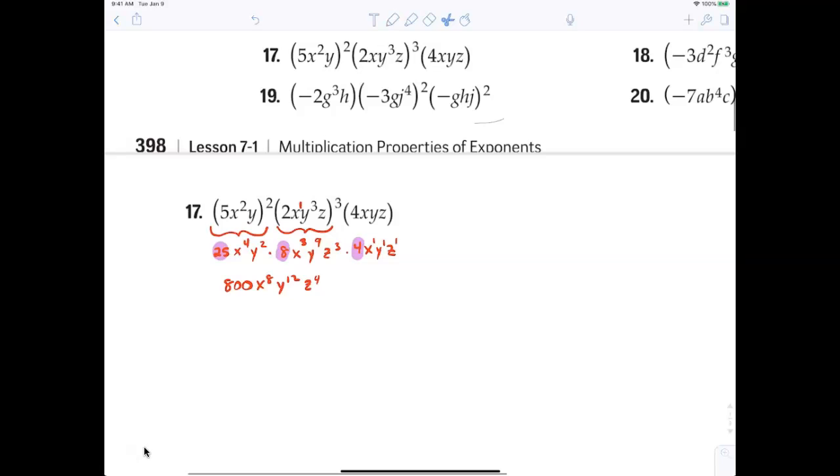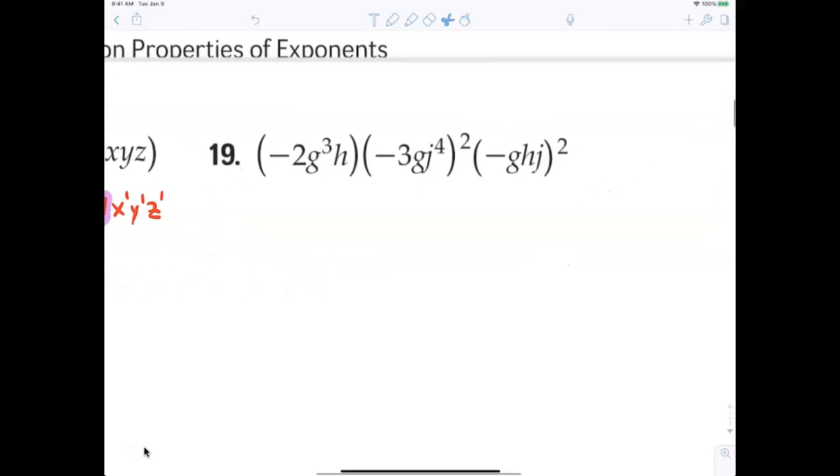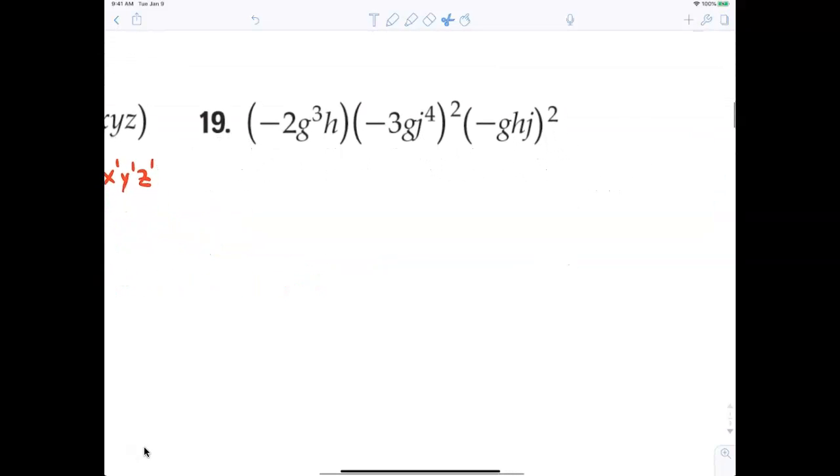Mr. Wilson, you can start me out. Oh, no. Okay. Hold on 1 second. All right, so number 19. Do I have to do anything with the first term here? No. So I'm just going to write that down. Negative 2g cubed h, okay? Times, now, you get the second term. What's that going to be?